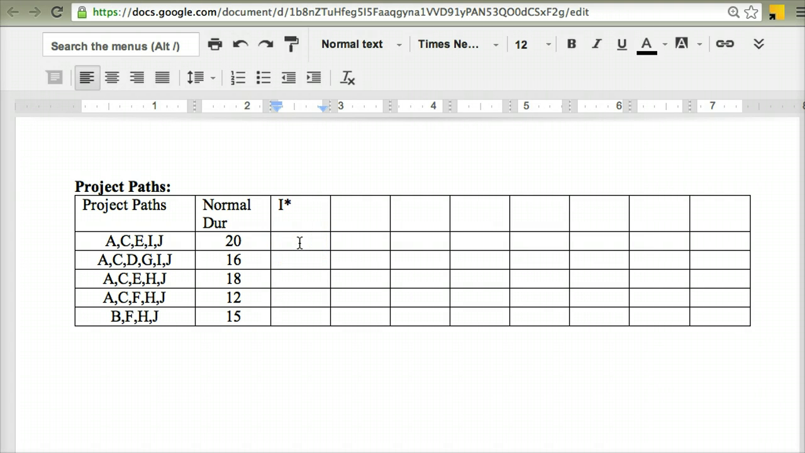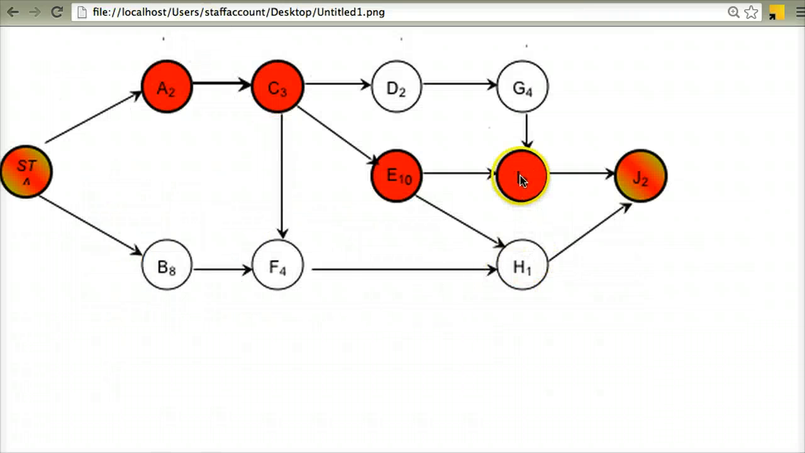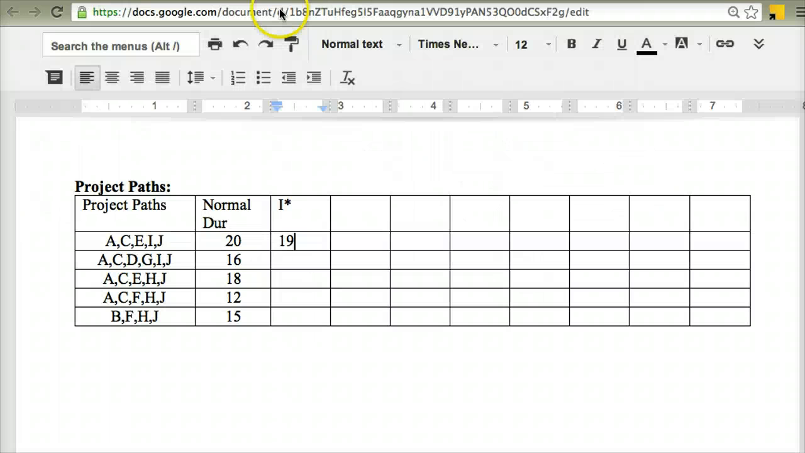that now, because I is on that path, that 20 reduces to 19 because I've crashed I from 3 days down to 2 days. And it will have the same effect for all the other paths that I is on. They will all reduce their durations by 1. So I'm going to look down through all of my different paths. Any of those paths that have I on them, it's going to reduce their project duration by 1. So this path here had a normal duration of 16.